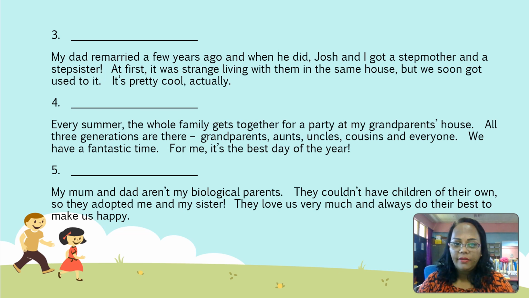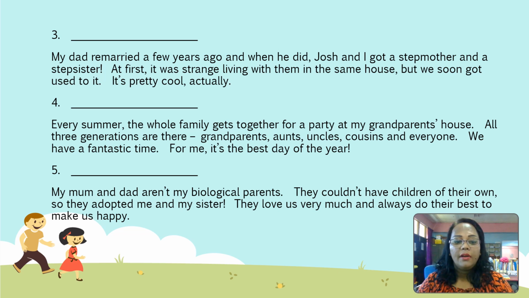Right, let me read it out first. Number 3. My dad remarried a few years ago, and when he did, Josh and I got a stepmother and a stepsister. At first, it was strange living with them in the same house, but we soon got used to it. It's pretty cool, actually. Okay. Number 4. Every summer, the whole family gets together for a party at my grandparents' house. All 3 generations are there. Grandparents, aunts, uncles, cousins, and everyone. We have a fantastic time. For me, it's the best day of the year.